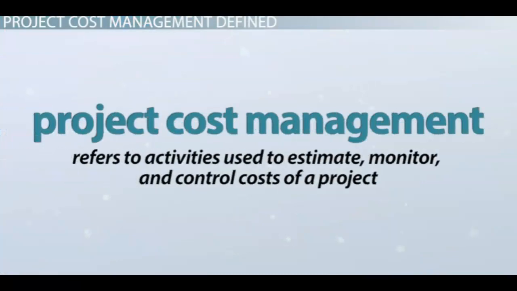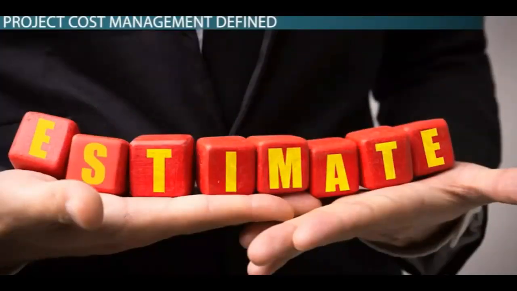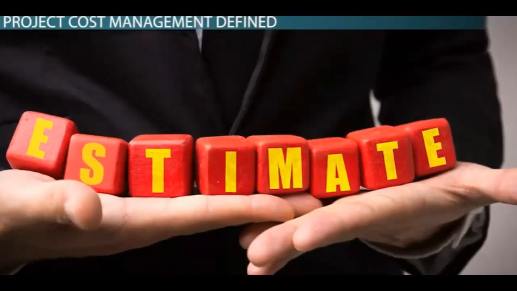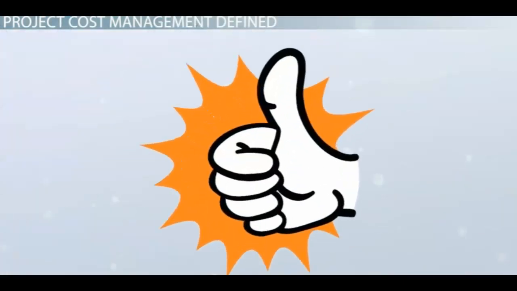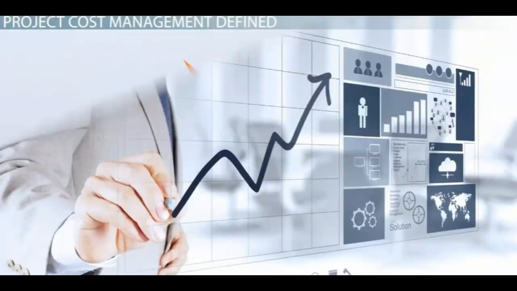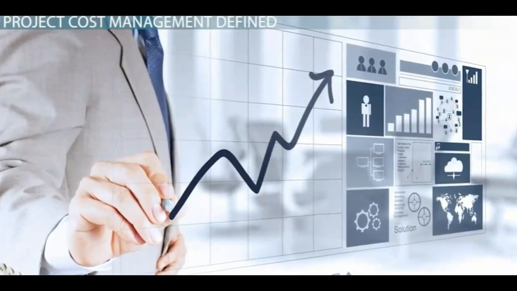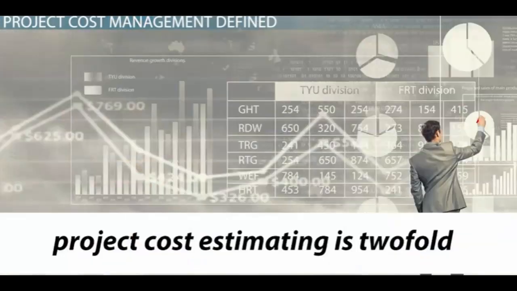Project cost management refers to activities used to estimate, monitor, and control costs of a project. Estimating is done to determine, as accurately as necessary, the cost of a project. It's generally in the estimating process that an organization determines whether a project is fiscally feasible. In short, estimating costs will drive the decision to spend the money on a project.